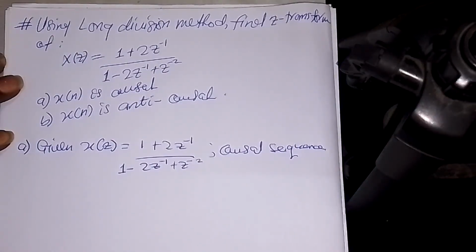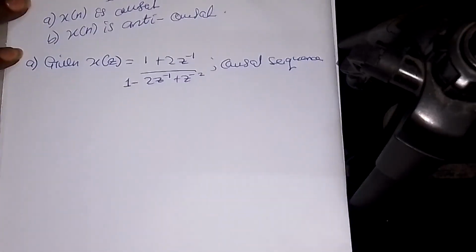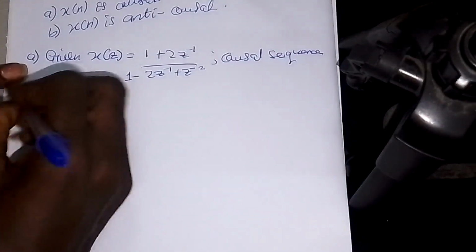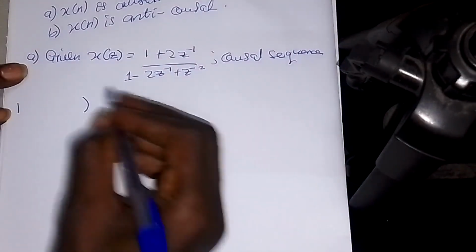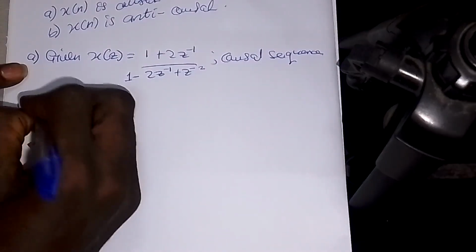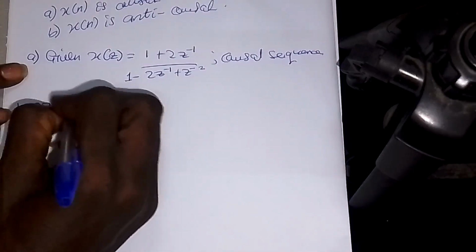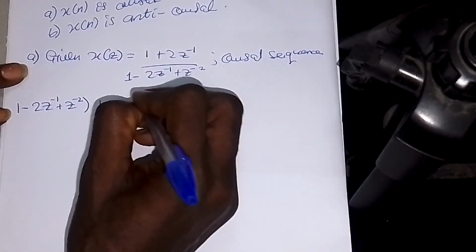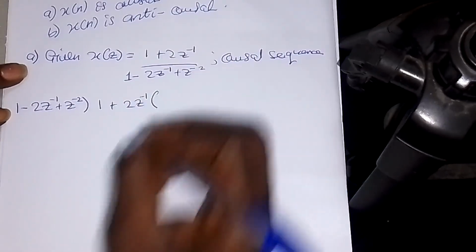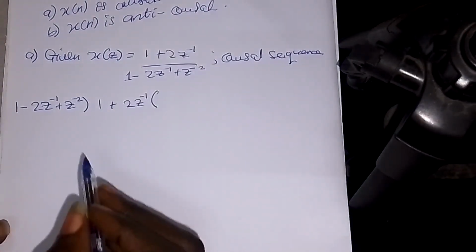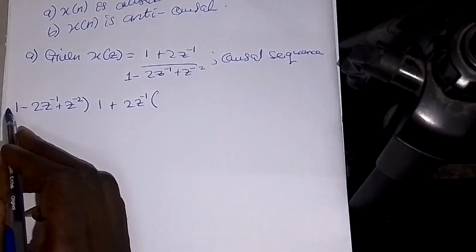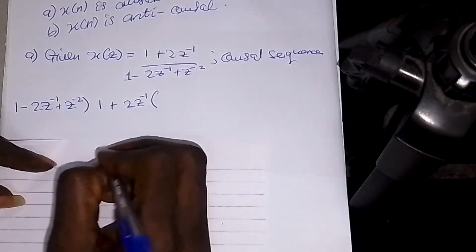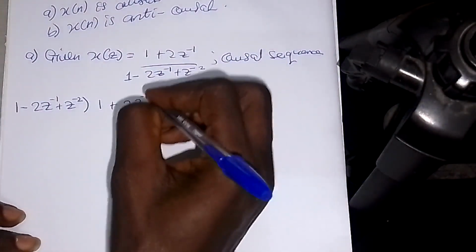So let me see how I can deal with this particular sequence. Because it's causal, the denominator will be 1 minus 2z^-1 plus z^-2, and here I'll have 1 plus 2z^-1. Now, how many times can this go into this? To know that, you just do 1 over 1, which equals 1. So it will go here 1 time.